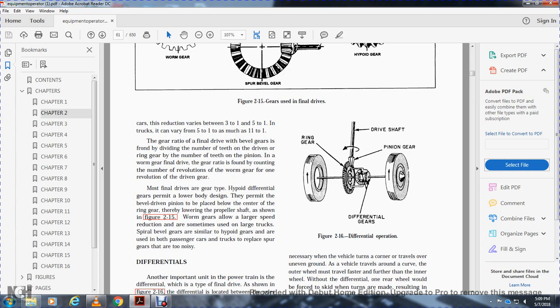Alright, the ratio ranges between 3 to 1 and 5 to 1 with the drive. It can be rare with the 5 to 1, as much as 11 to 1. The gear ratio of the final drive with the bevel gear of the front with the driving, the number of the teeth driven with the ring gear, the number of the teeth of the pinion with the worm gear, final drive with the gear ratio of the front with the counting.